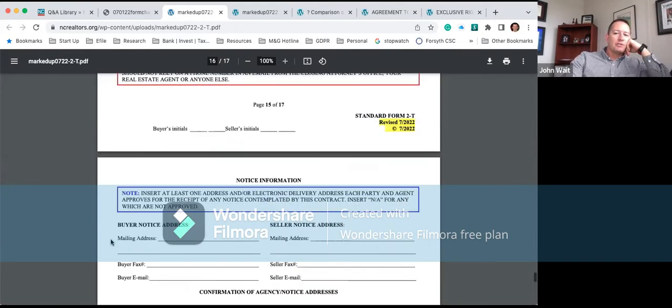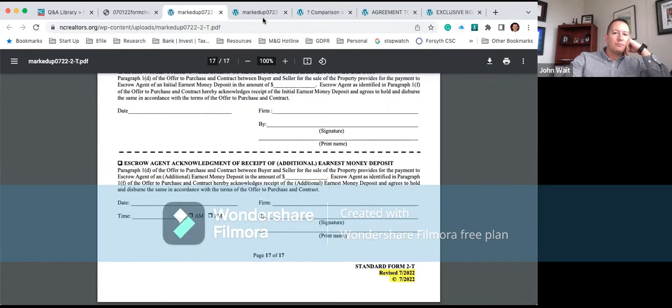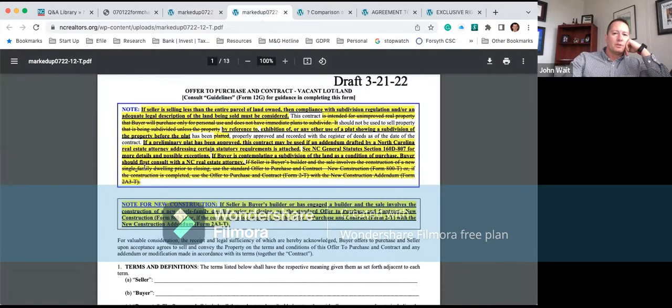All right. So those are all the changes in Form 2T. We're going to move on to Form 12T. This is the vacant lot land offer to purchase a contract. And we're actually not going to go very far in this. We're not going to go past this page because all the other edits in this contract are exactly like 2T that we just covered, but not this one because this is special to this particular form because it's a vacant land form.